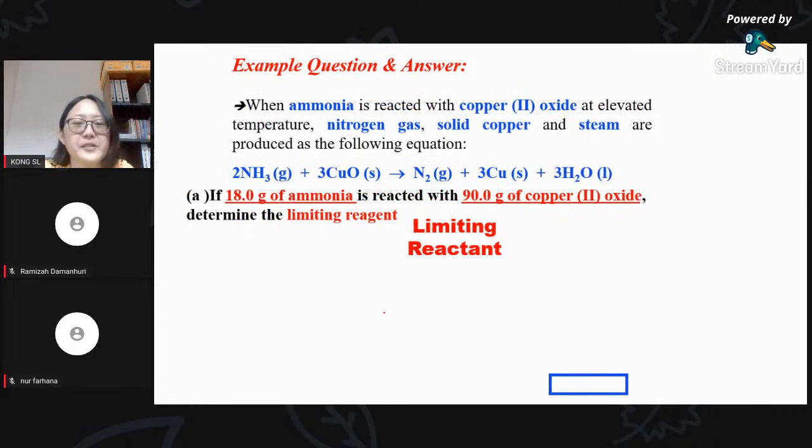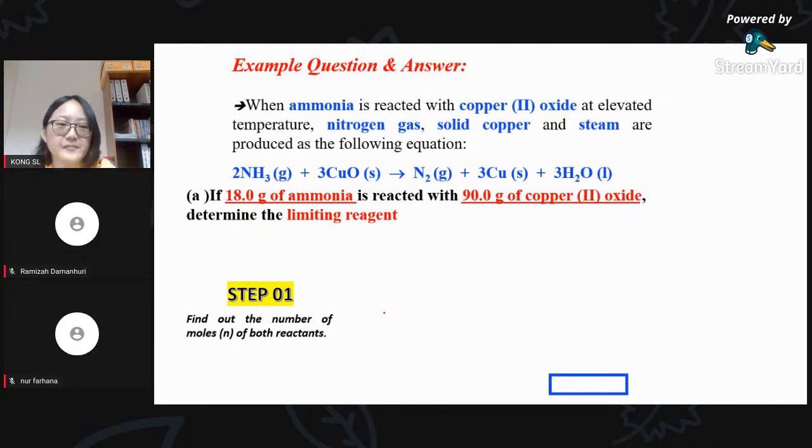Okay, look at this question. Ammonia reacts with copper oxide, and then nitrogen gas, solid copper, and steam are produced as in the following equation. Okay, the equation is given. Don't be so happy. When the equation is given, please double check whether it is balanced or not. Just double confirm, double check the coefficients over here. Is it balanced? Just check the right hand side and left hand side.